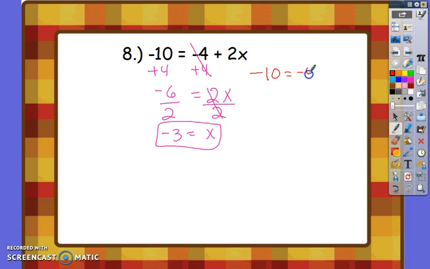Negative 10 equals negative 4 plus 2 times negative 3. 2 times negative 3 is negative 6. Negative 4 plus negative 6 is negative 10. So I know that x equals negative 3 is the correct solution.